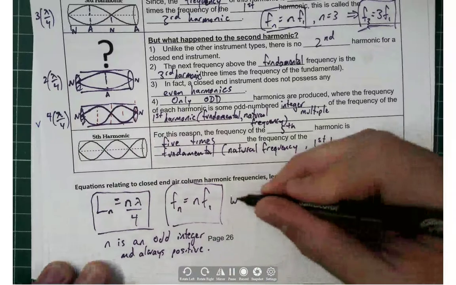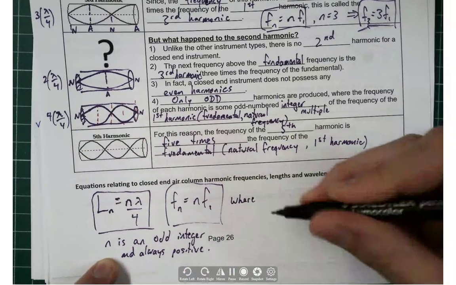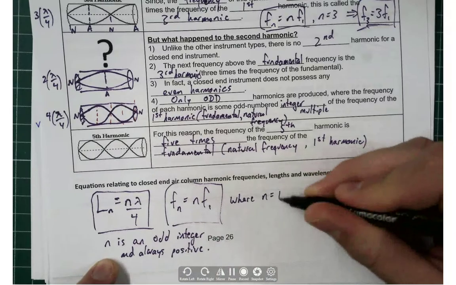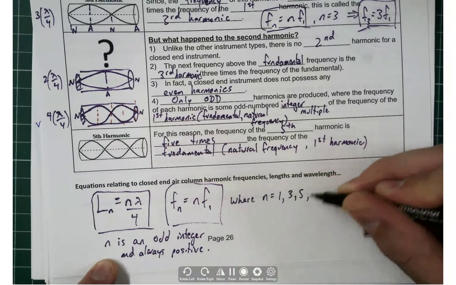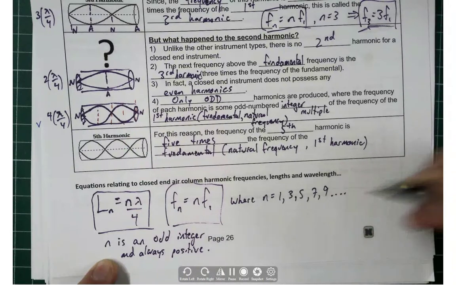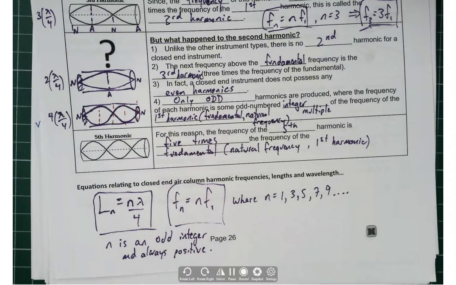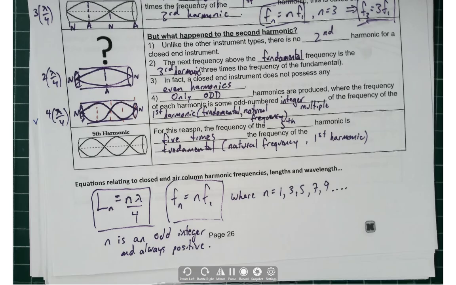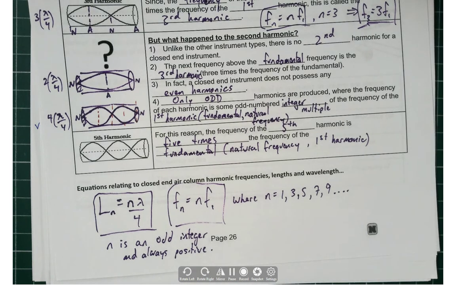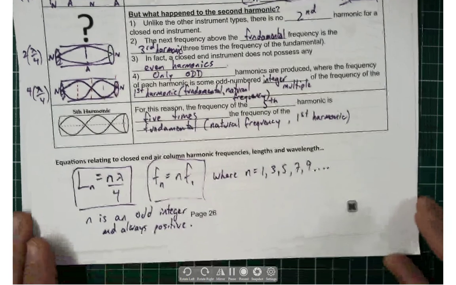So really, let's spell it out. I have a sentence for it, but I'm just going to spell it out. n is equal to 1, 3, 5, 7, 9, and so on. Okay, odd integers. Does anybody have any questions about this? Anybody? All right.